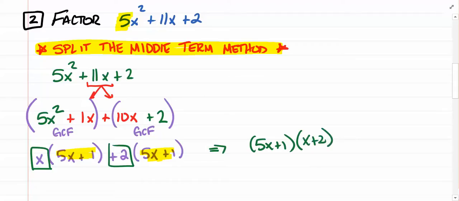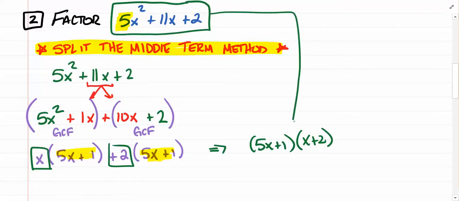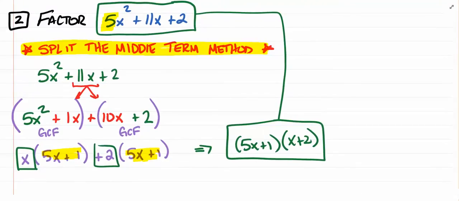Okay? So therefore, the point that I'm trying to make here is that 5x squared plus 11x plus 2 can be factored into (5x plus 1) times (x plus 2). Now, if you don't believe it, all you have to do to check is use FOIL or the box method. I'm going to go ahead and use the box method.